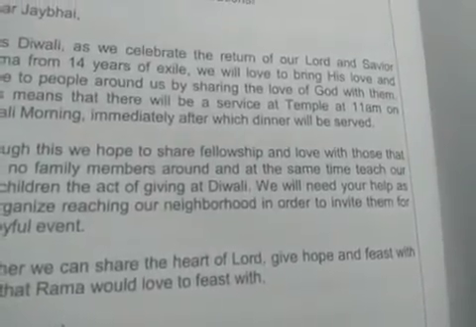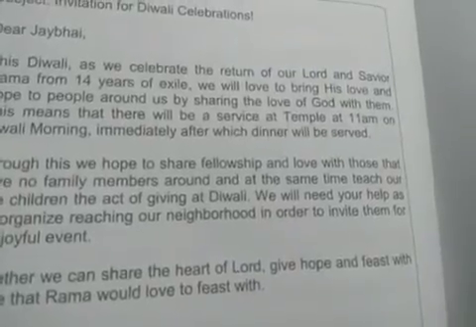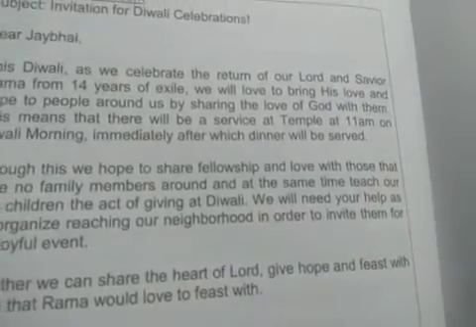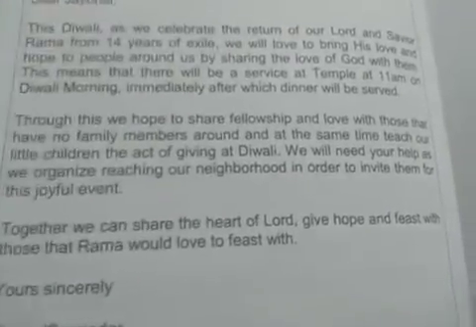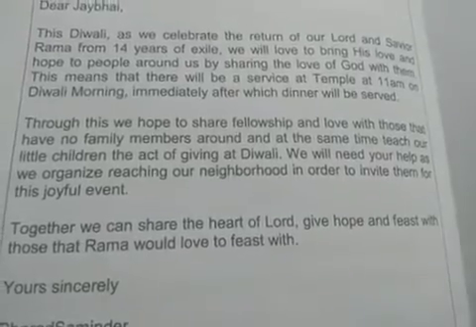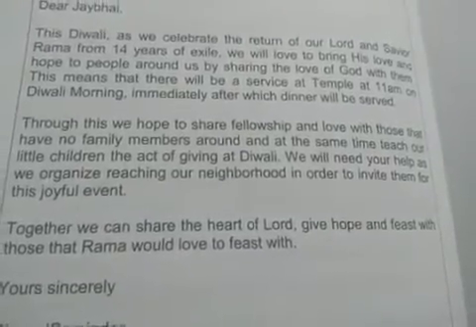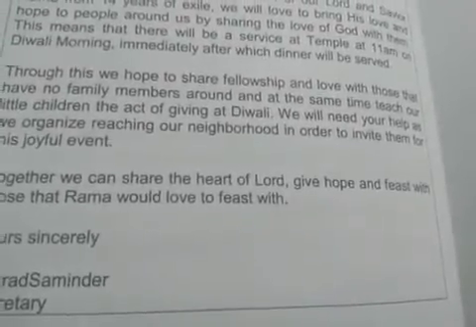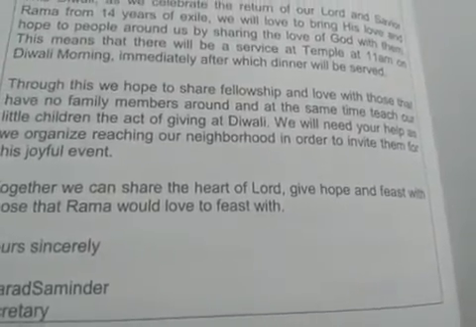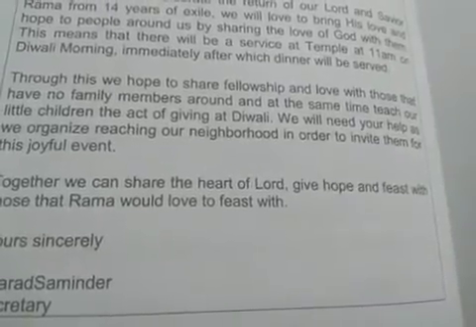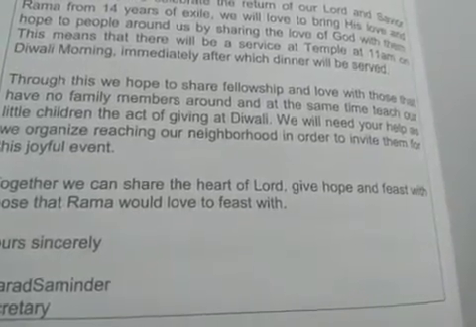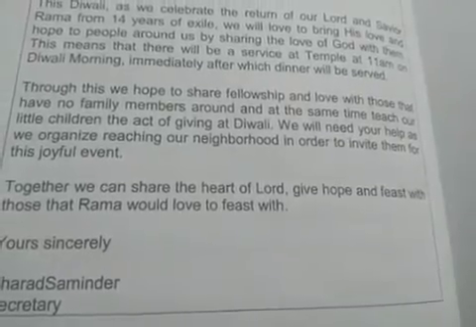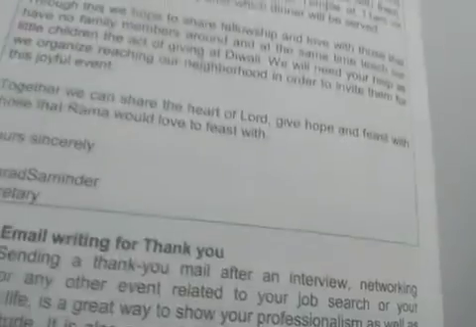To jayaboy@gmail.com, subject: Invitation for Diwali celebrations. Dear Jayboy, this Diwali, as we celebrate the return of our Lord and Savior Rama from 14 years of exile, we will love to bring his love and hope to people around us by sharing the love of God with them. This means that there will be a service at the temple at 11 a.m. on Diwali morning, immediately after which dinner will be served.